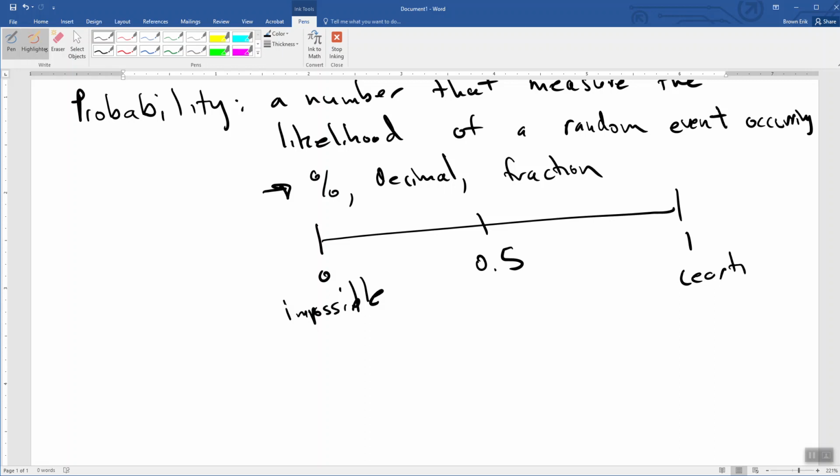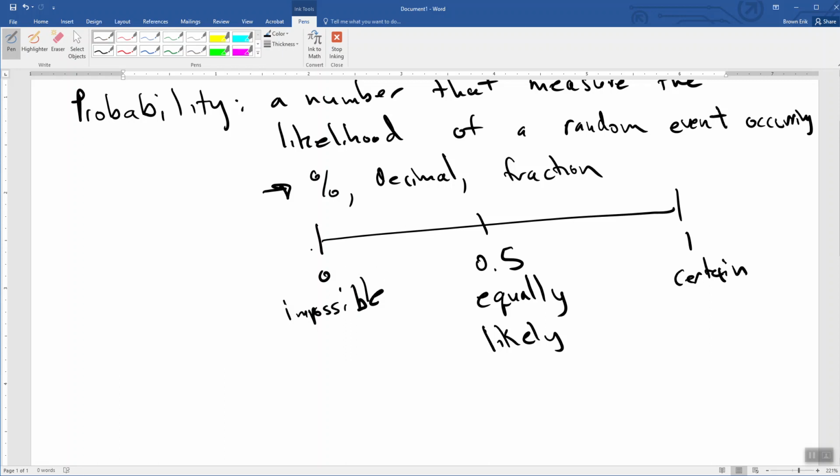Boy, that is not how you spell certain. Let's try again here. And then 0.5 is equally likely to occur or not occur, so I'm just going to write here equally likely. And then anything less than 0.5 is unlikely to occur, and anything greater than 0.5 is likely to occur. Obviously, the closer we get to 100, the more likely it's going to happen, right?